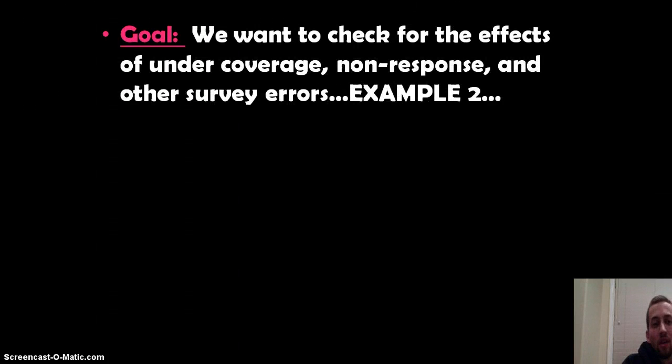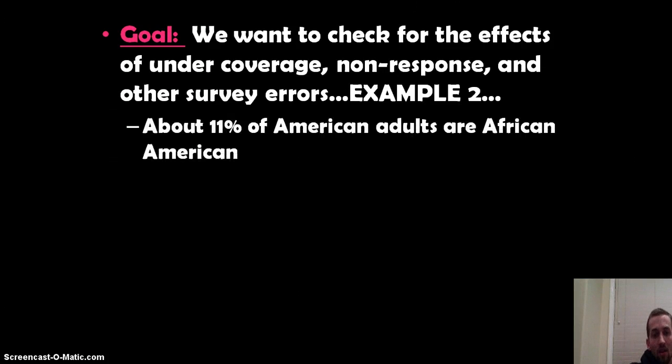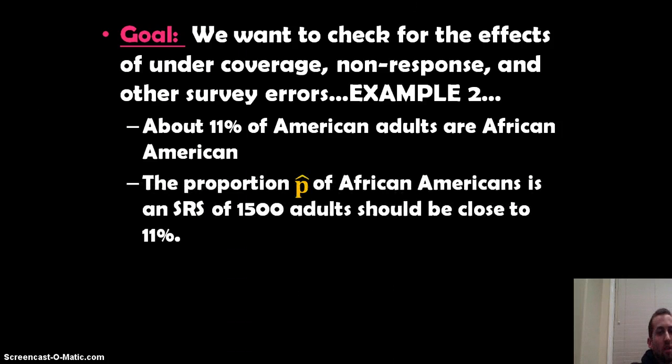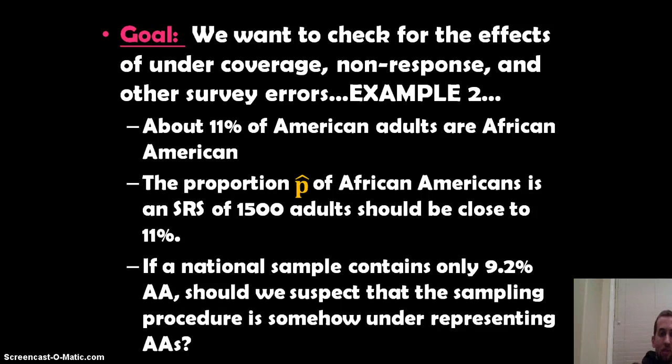So our goal, you guys, is we want to check for errors, and so you'll have questions like this. Another example: about 11% of all adult Americans are African American. The proportion p hat of African Americans in a simple random sample should be close to that. The question again is, if a national sample contains only 9.2% African Americans, should we suspect that the sampling procedure is somehow underrepresenting African Americans?